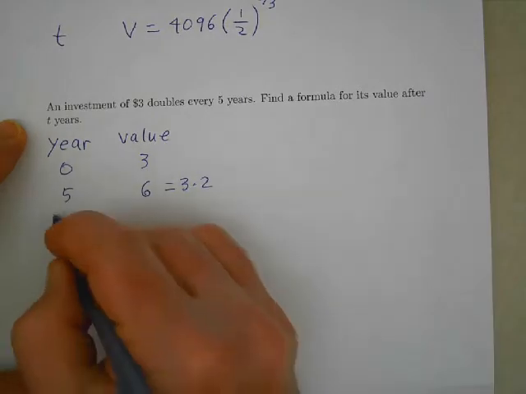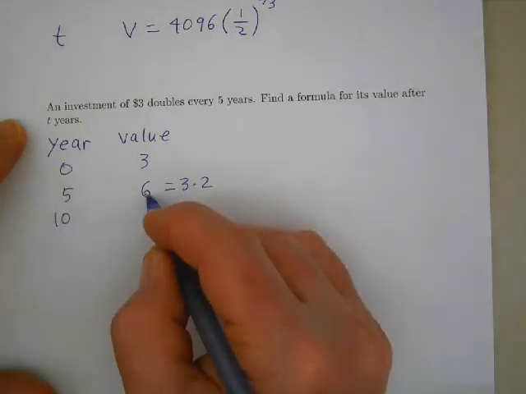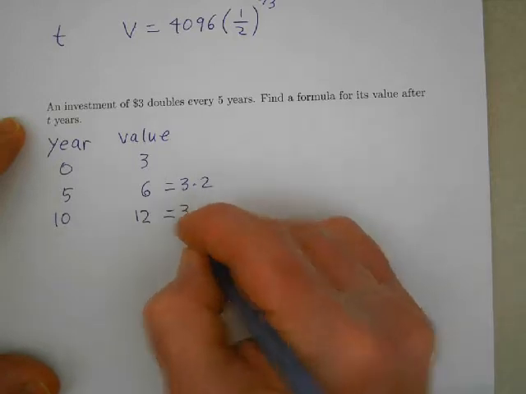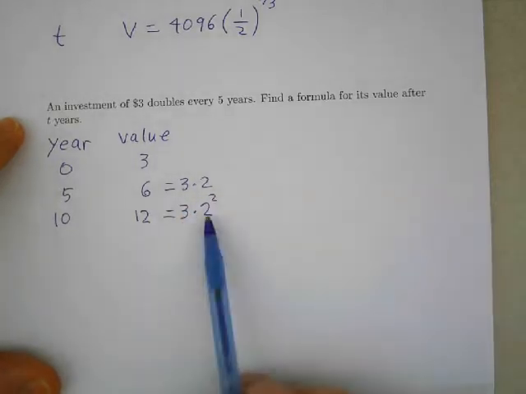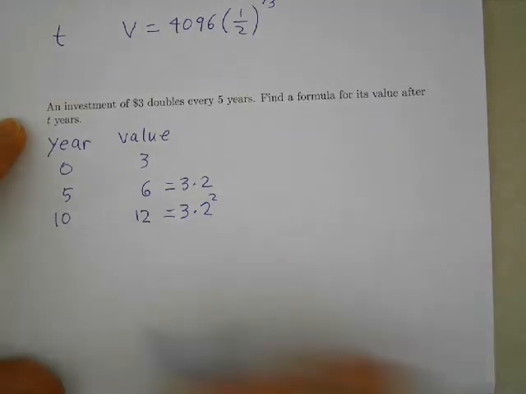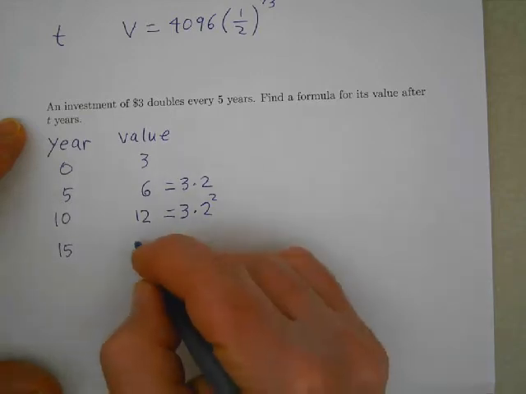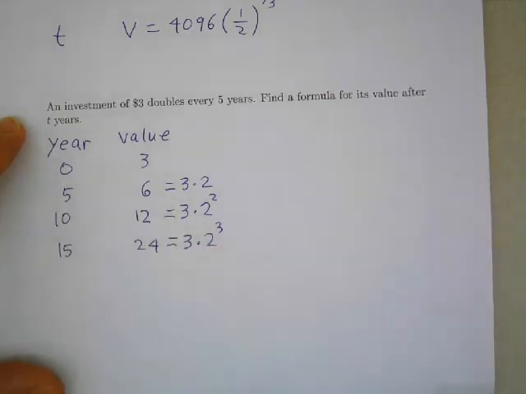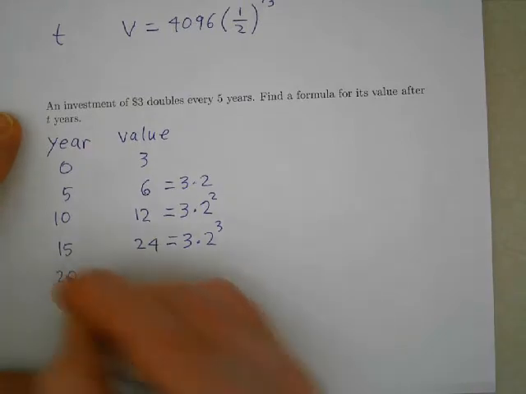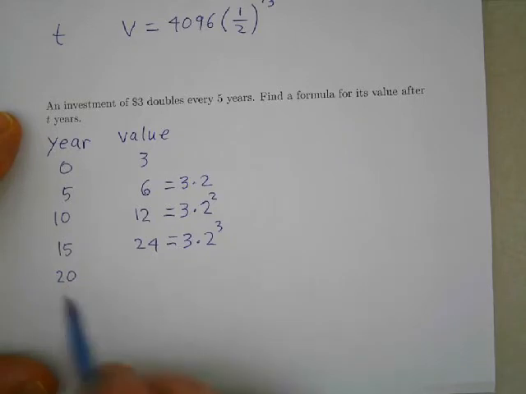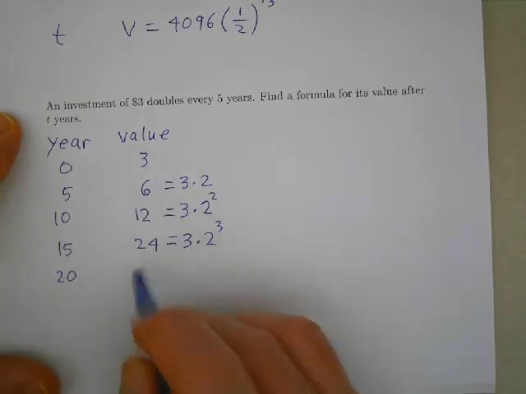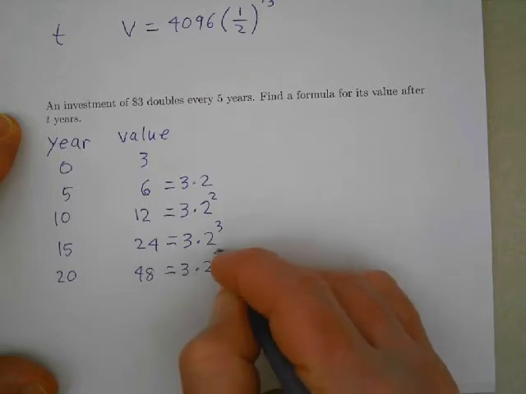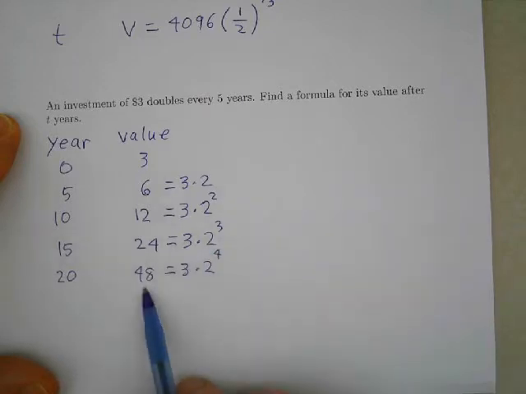Then after 5 more years, the value of the investment is $12. But think of 12 as 3 times 2 to the second. 2 to the second is 4, and 3 times 4 is 12. After 15 years, the value doubles again to 24. But think of 24 as 3 times 2 to the third. And we'll do one more, and then we'll observe the pattern. After 20 years, the value of the investment will be 2 times 24, or 48. But think of 48 as 3 times 2 to the fourth. 2 to the fourth is 16, and 3 times 16 is 48.